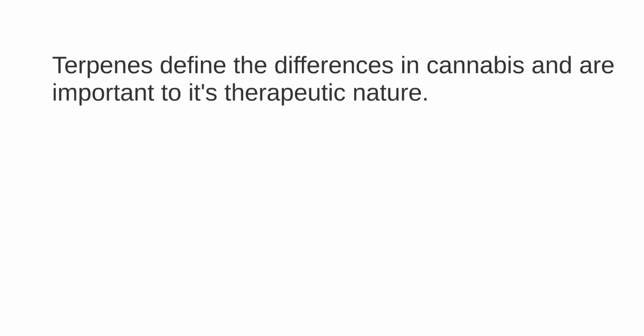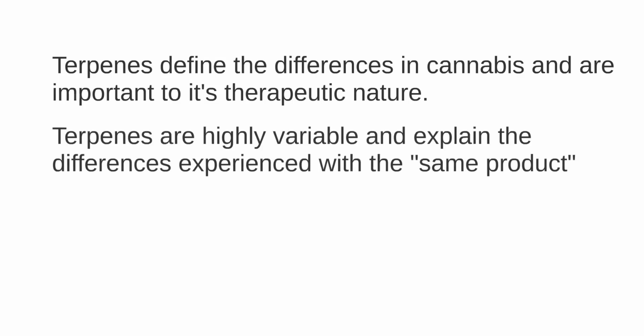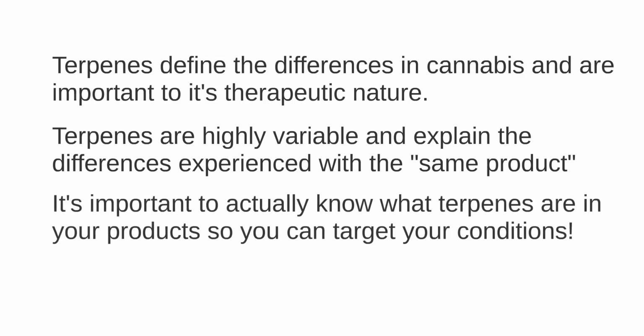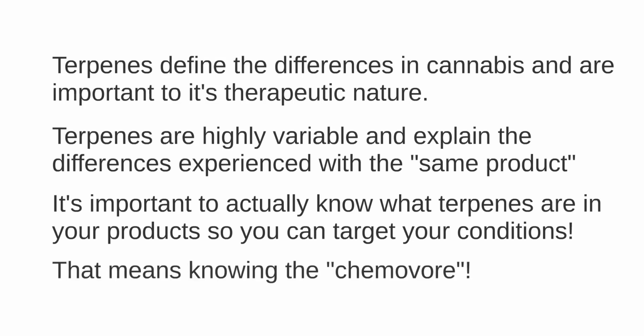Terpenes define the differences in cannabis and are important to its therapeutic nature. Terpenes are highly variable and explain the differences experienced with the same product. It's important that you actually know what terpenes are in your products so that you can target your conditions. That means knowing the chemovar. It's not enough to refer to strain anymore; we have to start to take a look at the chemovar that we're dealing with so that we're able to more effectively predict the effect.